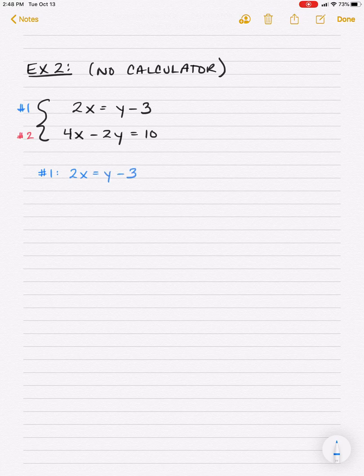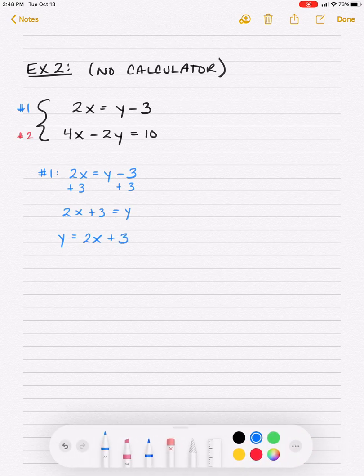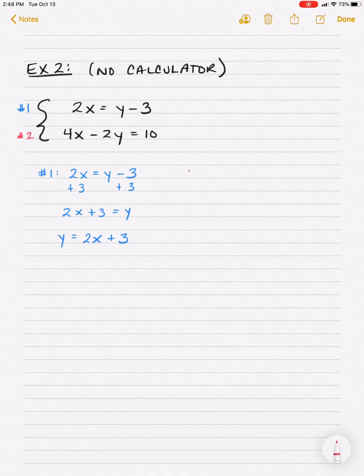Now, I think that if we started, we could maybe add the 3 over, and we'll have 2x plus 3 equals y. So I'm just going to turn this around so that we can get the y first, like we like. This is the line y equals 2x plus 3. Now let's go ahead and write our second line in slope-intercept form.